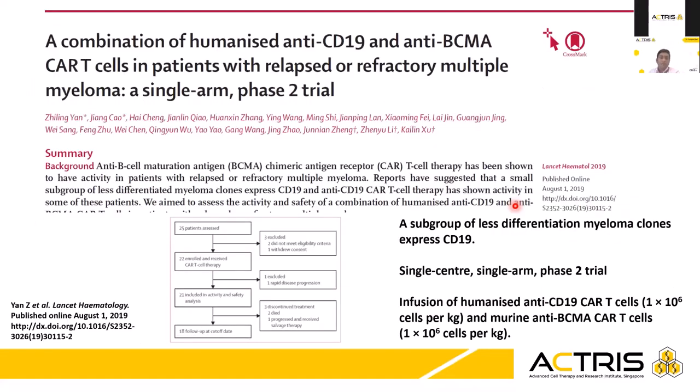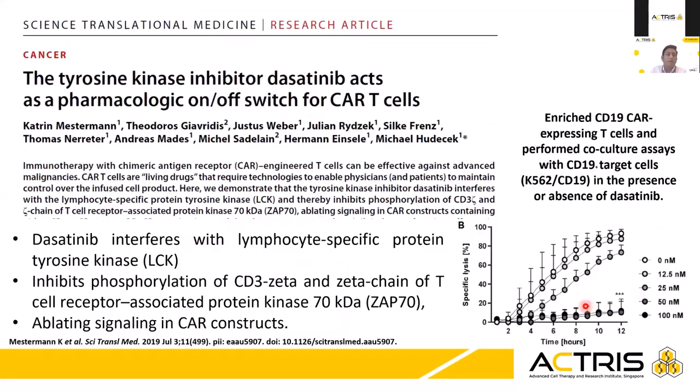Next study, again, very similar. Over here, we are not talking about bispecific CAR, but giving two types of CAR T cells. This is in a relapse refractory multiple myeloma setting, where studies have shown that multiple myeloma patients, on top of the anti-B cell maturation antigen, which is the BCMA, the primary target for CAR T cells for multiple myeloma, there is still a group of patients who do have less differentiated myeloma clones expressing CD19. So giving these patients infusion of humanized anti-CD19 CAR T as well as a murine anti-BCMA CAR T yielded better clinical outcomes, right?